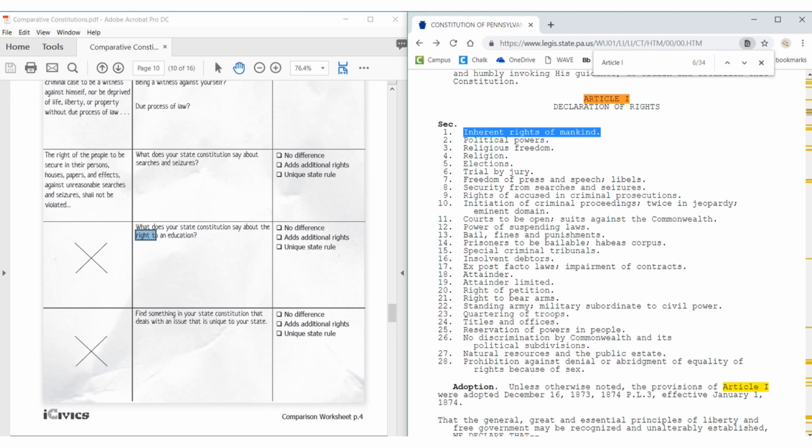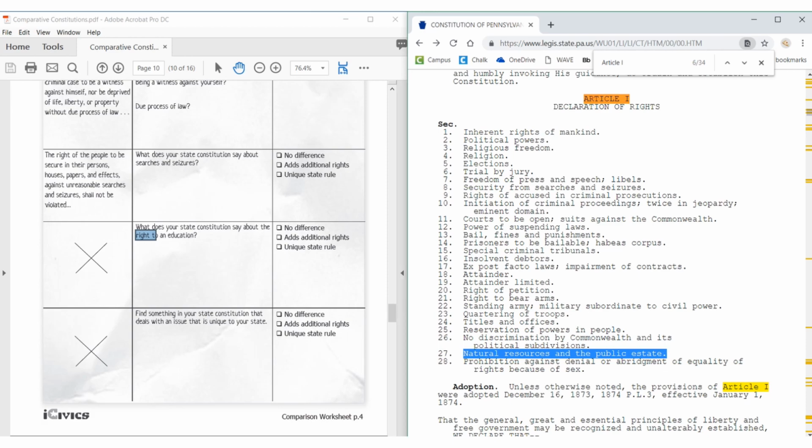We talk about elections. We talk about trial by jury. We talk about all of these things in our Constitution. So I'm going to keep going. Right of petition, that's the same. Standing army, okay. These are all basically addressed in our Constitution. Now, I would say this one right here, number 27, would be the biggest difference.